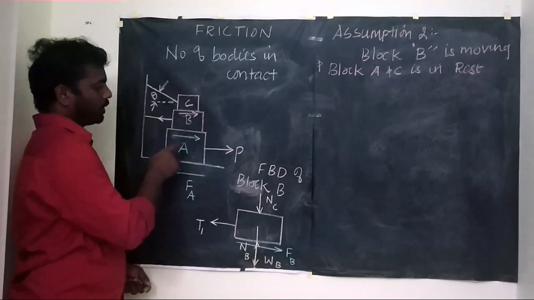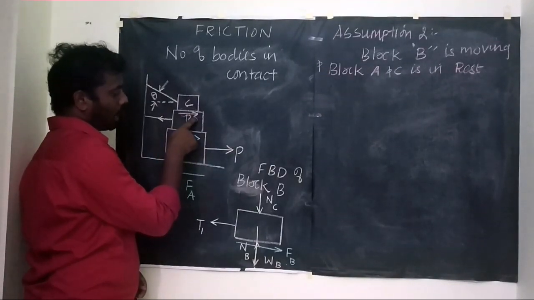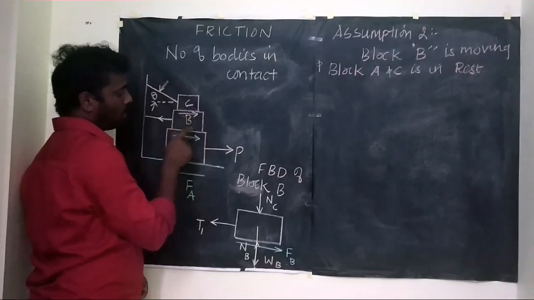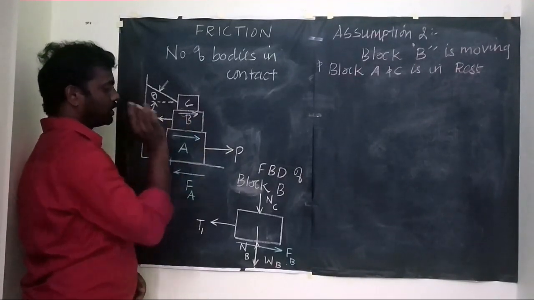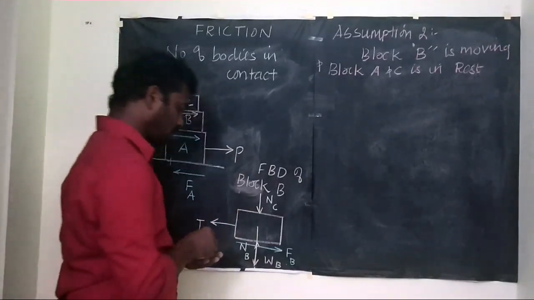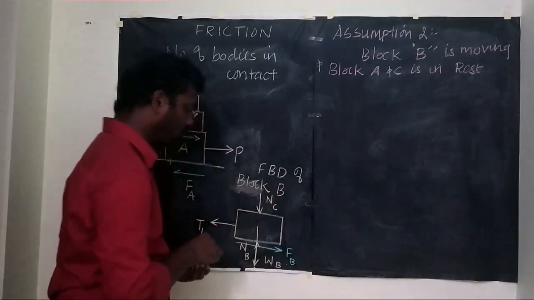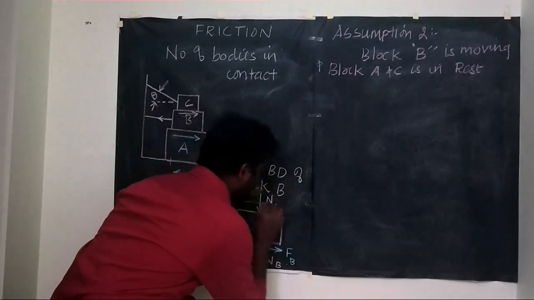Listen carefully. Here I mentioned one arrow, and here also I mentioned one arrow. These two arrows are in the same direction, opposite to this tension force. This limiting friction force I am going to draw on the free body diagram. This is my limiting friction force.